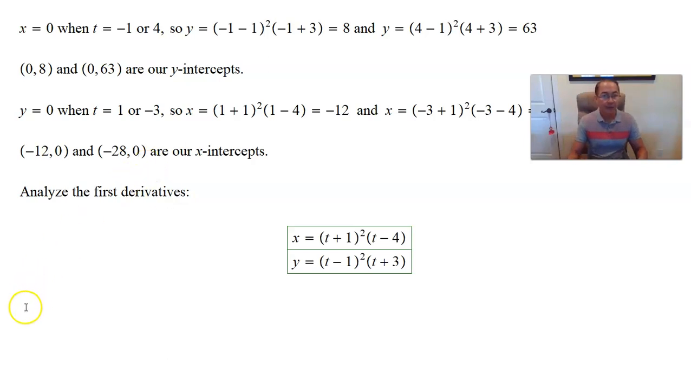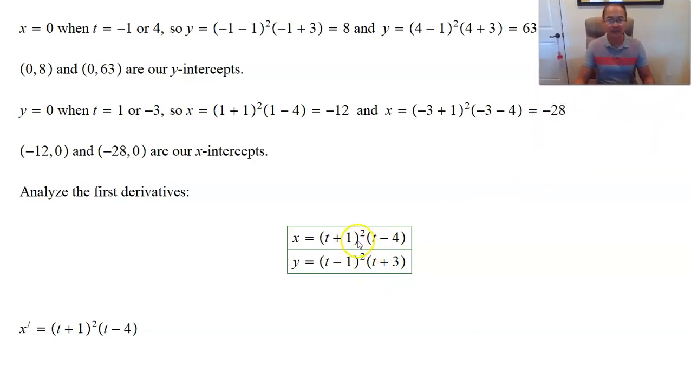Okay, so we want x prime, and we have a product, and we know how to do the product rule, and we know how to do the power rule and the chain rule. So I kept it simple. The coefficient of t is just 1 in all four factors, and furthermore, the numbers are not very complicated. So we will do the product rule, keep the first, and then take the derivative of the second, so that's just 1. And then for the second term, we'll keep the second factor and take the derivative of the first. So that will be 2 times (t plus 1).